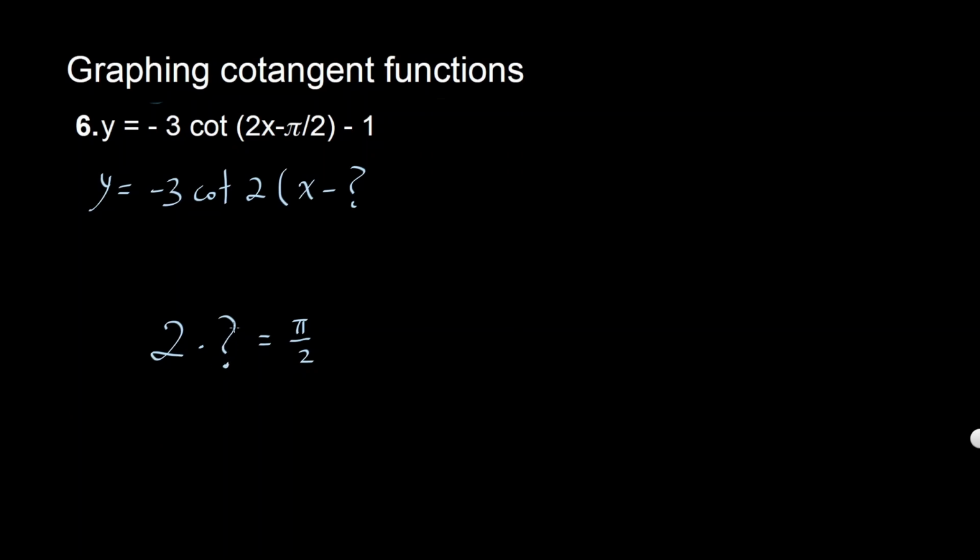So you solve for that what, the question mark. What you want to do is divide both sides by 2, or multiply by 1/2. To get rid of it, that what must be pi over 4. That's what you want to put in there. So x minus pi over 4. Just keep practicing this. And then minus 1.